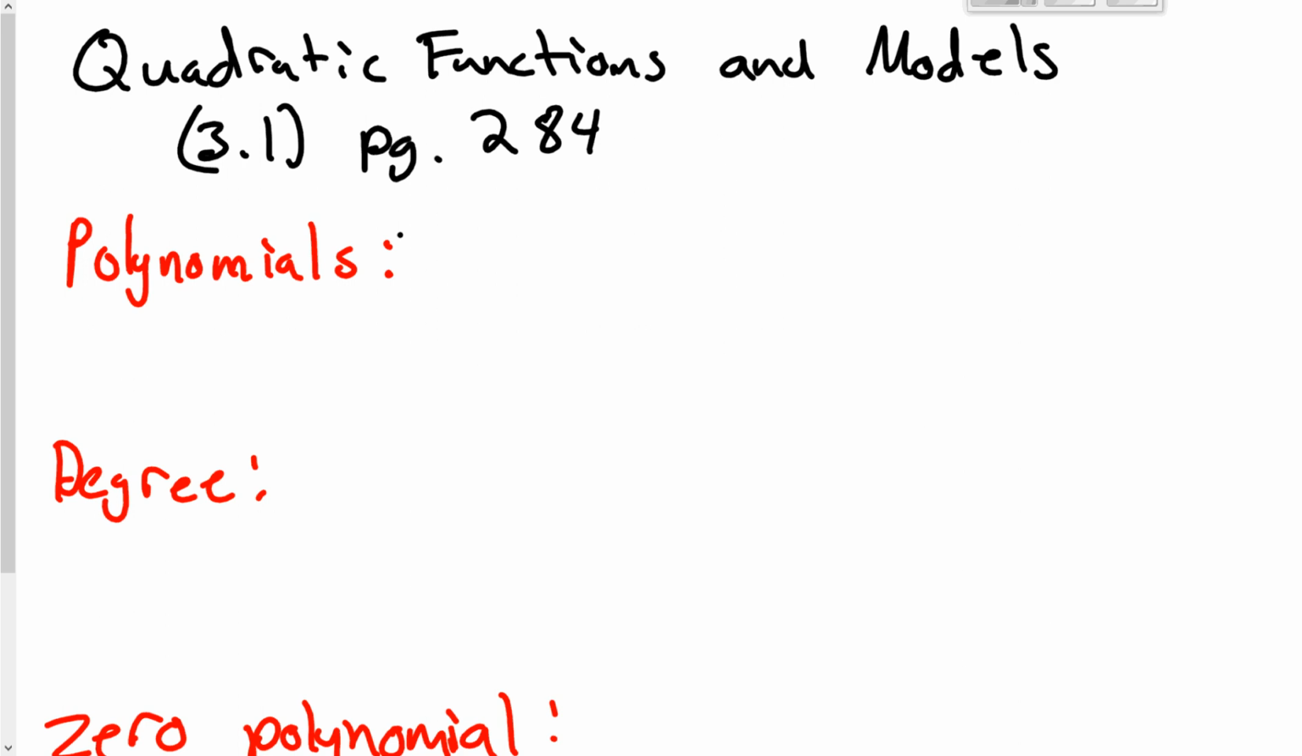First section, quadratic functions and their models, section 1 of chapter 3. So we're talking about quadratic functions.